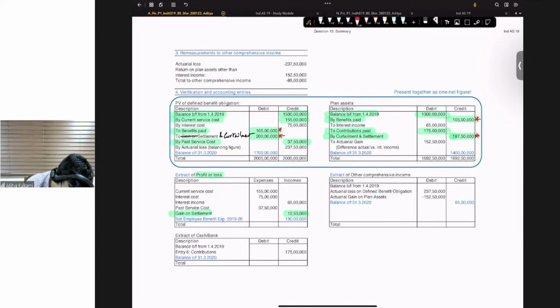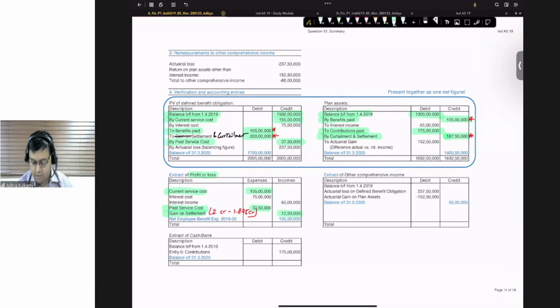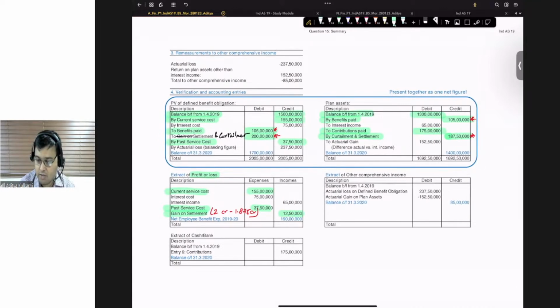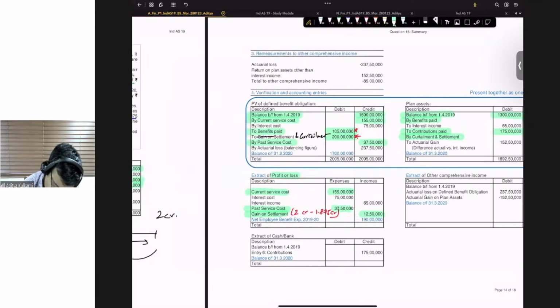How did I calculate this? 2 crore minus 1.875 crores. 2 crores minus 1.875 crores. So that comes to 0.125 crores. That is 12.5 lakhs. Is it understood? Yes. Curtailment and settlement, did you understand? Okay, this past service cost also hits the P&L. So that has come here. Current service cost also hits the P&L. That has come here. Is it okay? Yes. Have you understood this part clearly? Yes. All right. Let us move on to the next part.